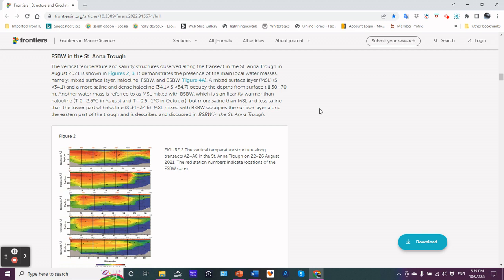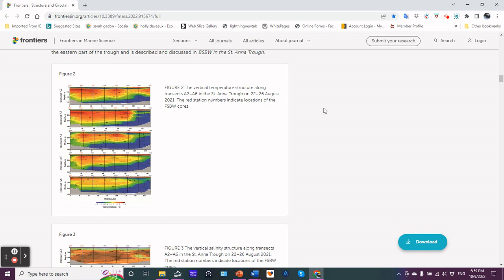Another water mass is referred to as an MSL mixed with Barents Sea branch water, which is significantly warmer than the halocline. And the temperature is 0 to 2.5 C in August, minus 0.5 to 1 C in October, but more saline than the mixed surface layer. Okay, that makes sense because the Barents Sea is going to have a higher salinity. The mixed surface layer has a low salinity. You're going to mix that. You're going to arrive at an intermediate value.